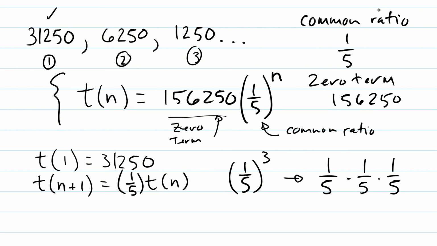So I have both the first term and the recursive rule. Together, this is the recursive definition for the sequence: start at 31,250 and keep multiplying by 1/5. So those are the 2 together, the explicit equation and the recursive equation. That's all I have to say about that.